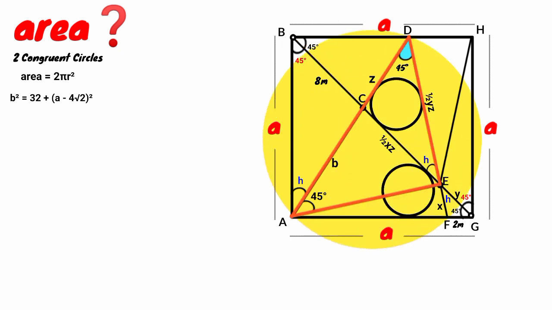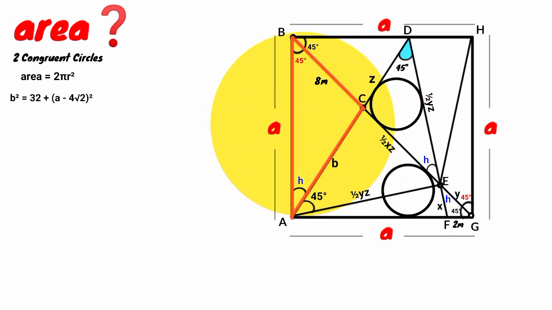We look at this triangle. Two of its angles are 45 degrees each. That makes them congruent, and hence the triangle is an isosceles triangle. Therefore, this side and this are equal. So since this is 1 over 2yz, this must also be 1 over 2yz.